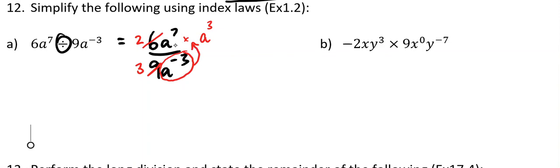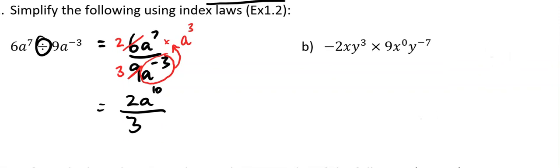So then you've got to use your first index law, which is, we've got the same base, you add those together. So up the top we've got a to the power of 10. So that just leaves us with 2 over 3, a to the power of 10 up the top. So 2a to the power of 10 over 3.